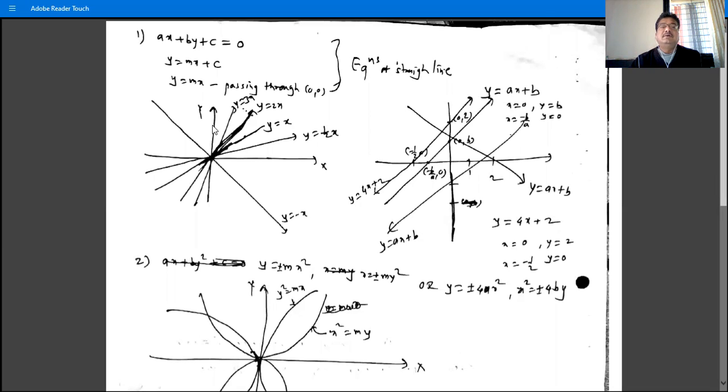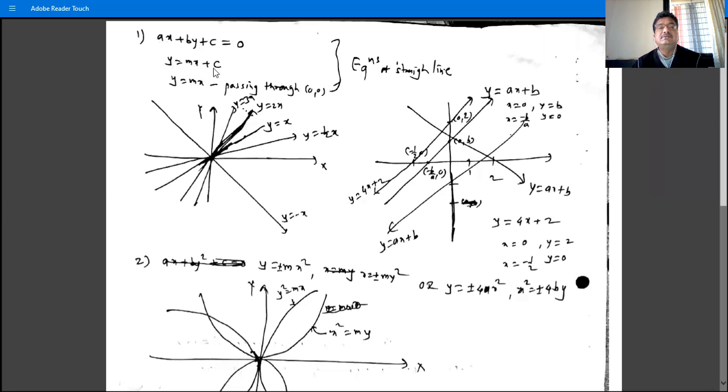So these are some graphs of functions. Already this is covered in the previous lecture, but due to some reason, this figure was not observed while discussing. So these are the equations of straight lines in different forms. This is the general form: ax plus by plus c is equal to 0. y is equal to mx plus c is called slope-intercept form.